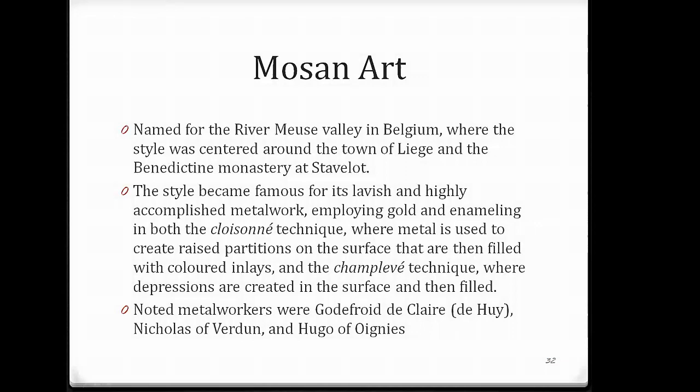Named for the River Meuse Valley in Belgium, where the style was centered around the town of Liège and the Benedictine monastery at Stavelot, the style became famous for its lavish and highly accomplished metalwork, employing gold and enameling in both the cloisonné technique, where metal is used to create raised partitions on the surface that are then filled with colored inlays, and the champlevé technique, where depressions are created in the surface and then filled. Noted metal workers were Godefroid de Claire, Nicolas of Verdun, and Hugo of Oignies.